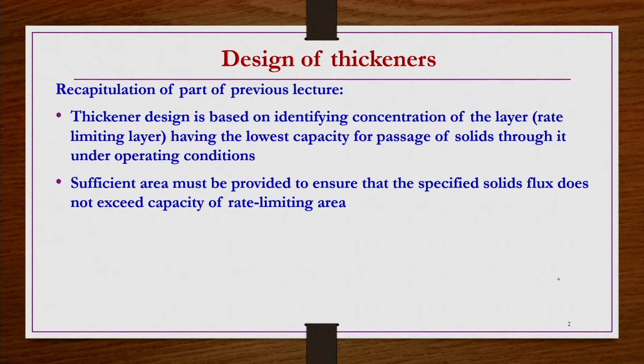We identified this layer as a rate limiting layer, and according to this method sufficient area must be provided to ensure that the specified solid flux does not exceed the capacity of this rate limiting layer. So, what we understand is that the expression for area calculation for a given thickener is based on a solids flux. There will be a layer having the lowest solid flux, and corresponding to that we have to find the area requirement for the thickener design, and that area is going to be the minimum area requirement.